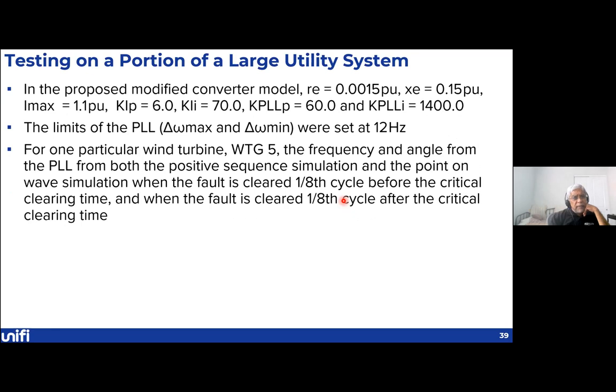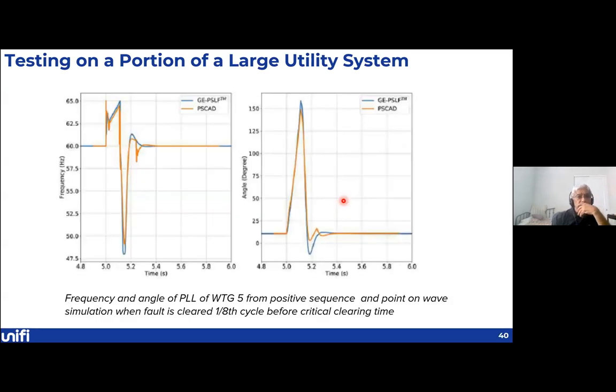What they have done is look at the performance of the system just before critically clearing a fault and just after critically clearing a fault to see how this model would perform. In this case, again, the positive sequence model that they have developed is tested with a fairly detailed PSCAD model. And what you notice here are various plots from the same paper that I mentioned.